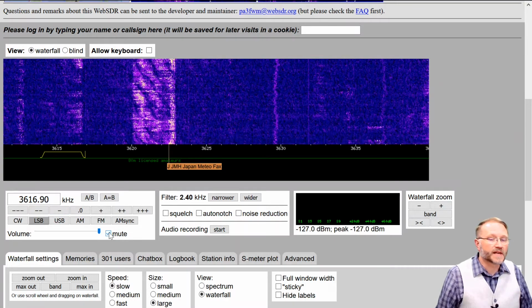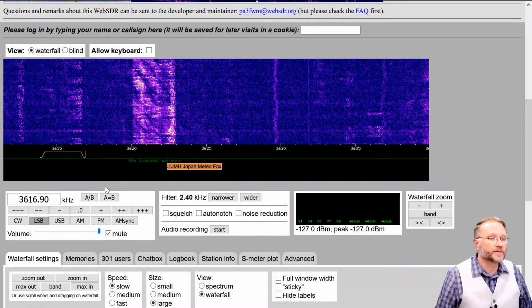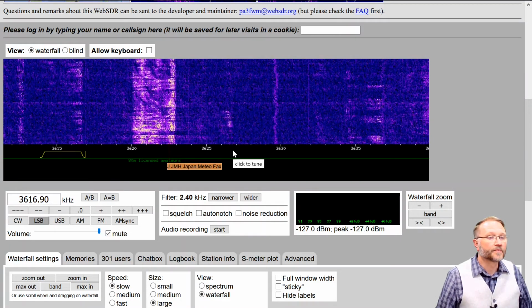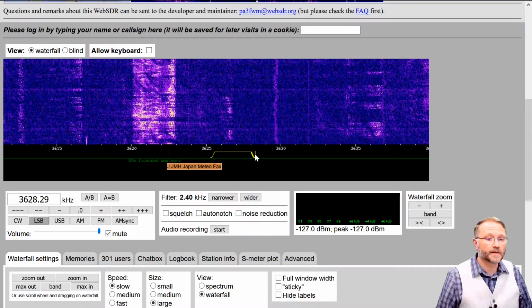You'll notice that with lower sideband, it's critical that you get the tuning just right. Otherwise, they end up sounding like Donald Duck. And we'll talk about why that is as well.